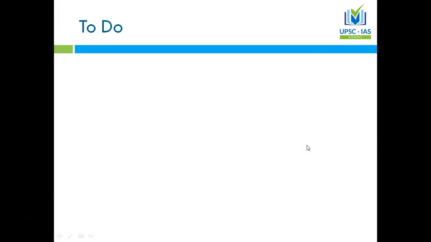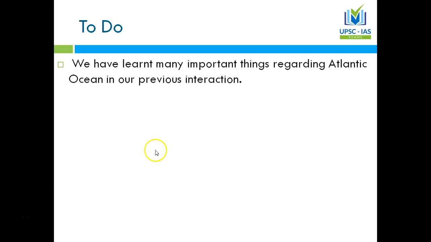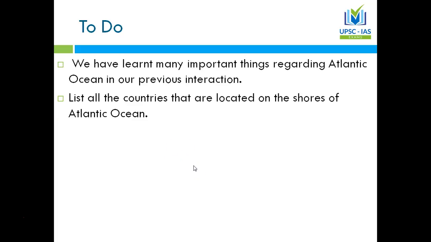Now dear friends, as you know that we have already sailed through Atlantic Ocean, so I have a small exercise for all of you. Right? What you can do to enhance your knowledge regarding Atlantic Ocean is list all the countries that are located on the shores of Atlantic Ocean. Now you know it very well that on the eastern side you have Europe and Africa, and on the western side of Atlantic Ocean you have North America and South America, and there are many islands located particularly in the northern side of Atlantic Ocean.